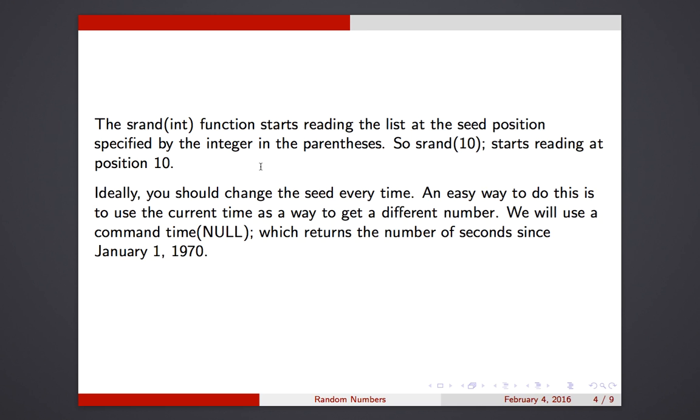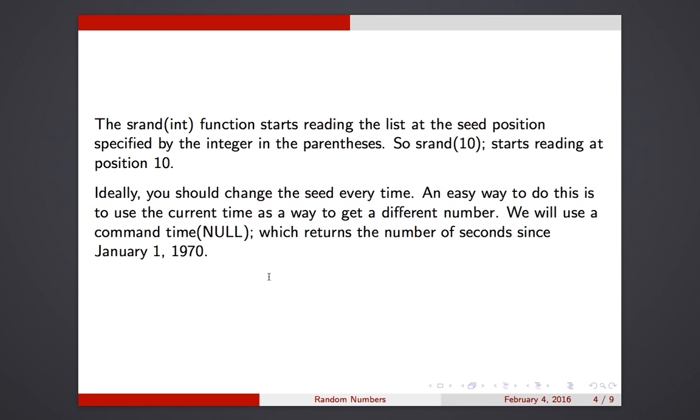So an easy way to do this is to seed by time. If you do time null, what that means is it's going to go inside the random number table to the entry that corresponds to the number of seconds since January 1st, 1970.